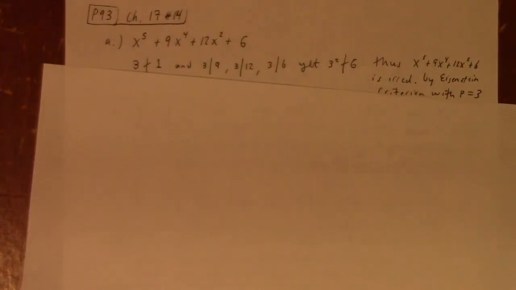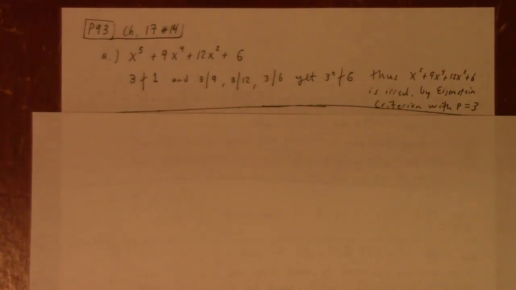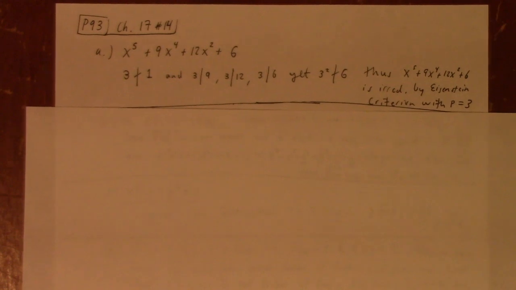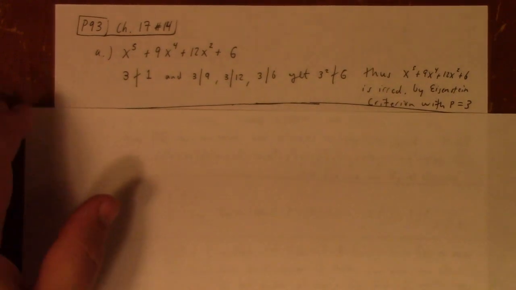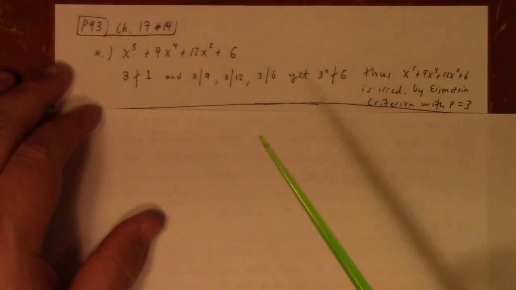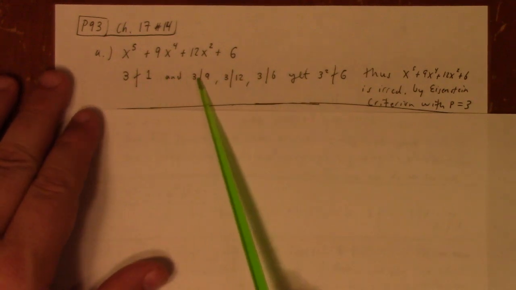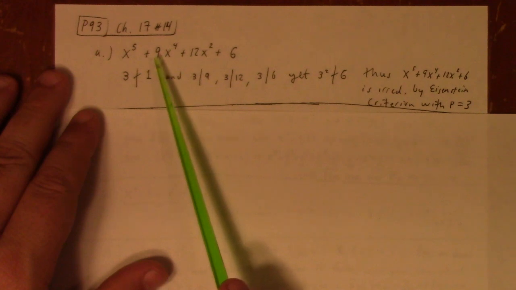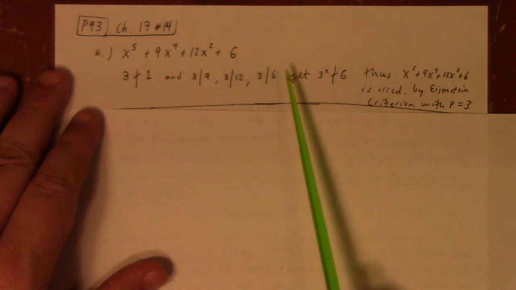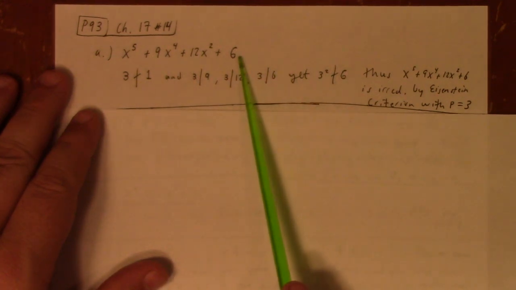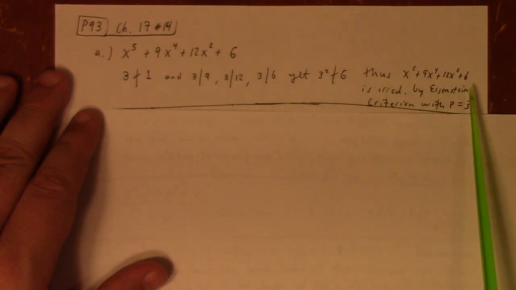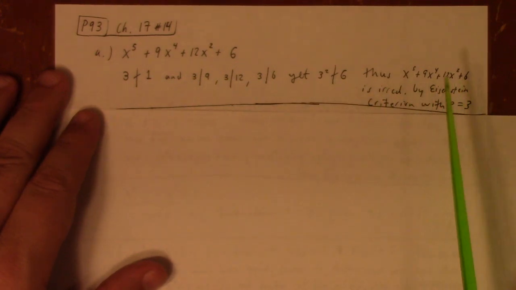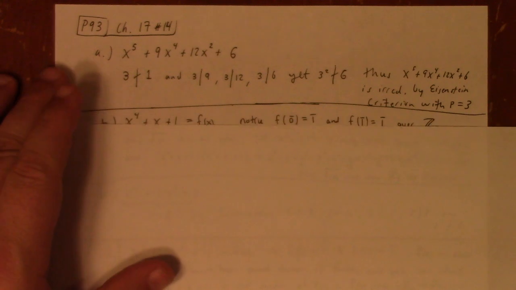Problem 93. Some of these are very nice. Others of these are, well, unfriendly. Part A is very nice because we can solve this by Eisenstein. We look at it: 3 does not divide the leading coefficient, 3 does divide 9, 12, and 6, and 3 squared does not divide 6, therefore by Eisenstein's criterion it's irreducible over Q. Woohoo! So Eisenstein's where it's at.